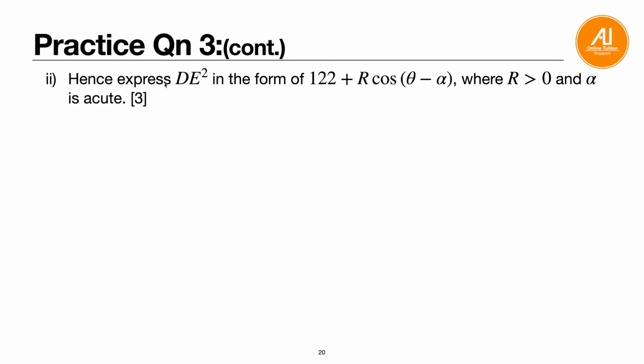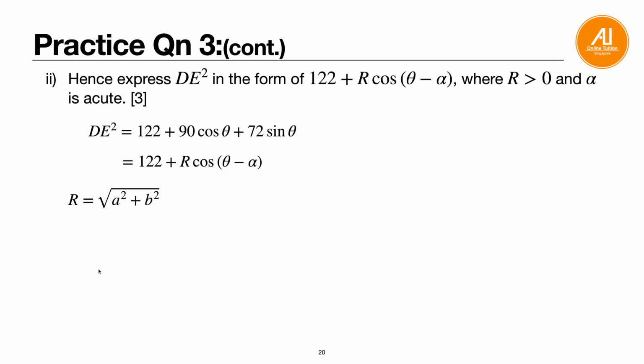Part 2, so time to do your R formula. So from the previous part, DE square equals what? 122 plus 90 cosine theta plus 72 sine theta. So equals to this one. You copy exactly like this for presentation. Then you can find your R and find your alpha.